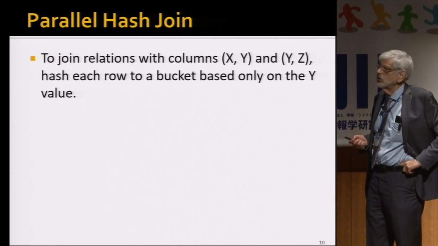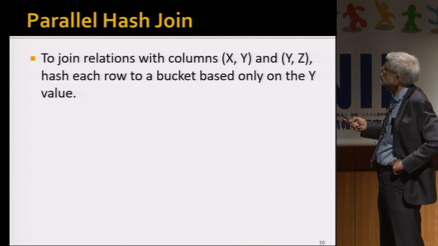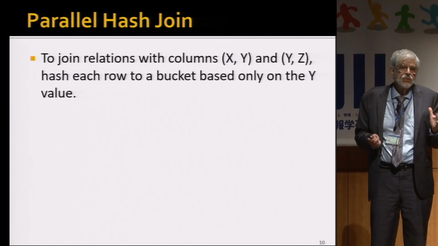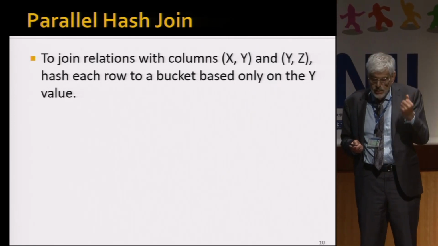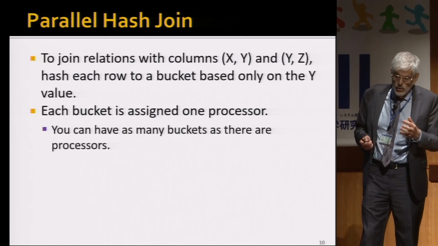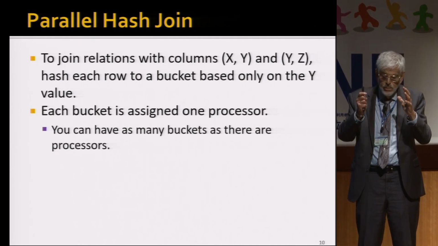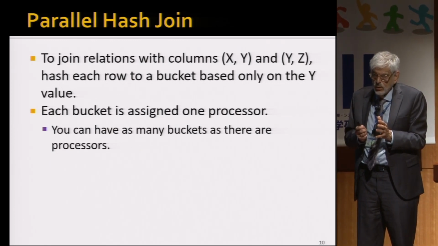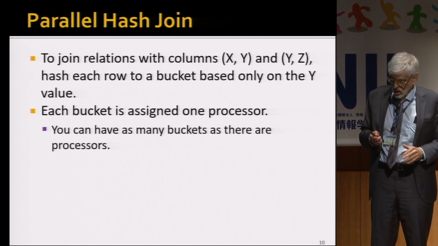Okay, so let's talk in general. If I have two relations, one with columns x and y, and that's going to join with another relation with columns y and z. I'm going to take a hash function that hashes the y value. Each row from whichever relation is going to wind up in a bucket depending on the hash value of y. If you have one processor for each bucket, all the processors can work in parallel on their bucket. So if I have 100 processors, I can hash to 100 buckets and get 100 times speed up.